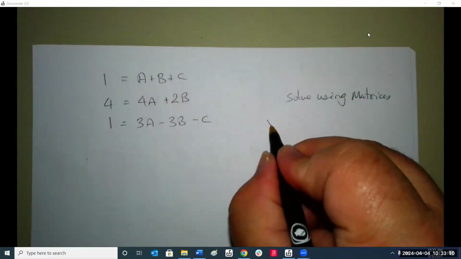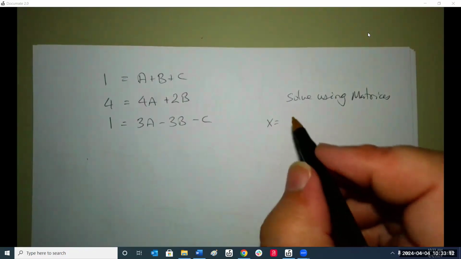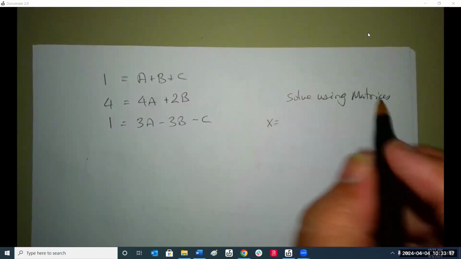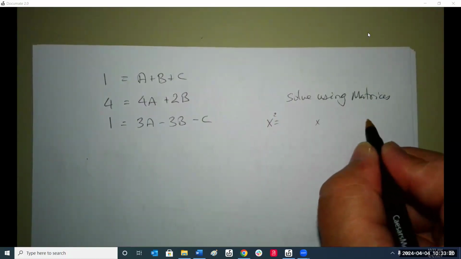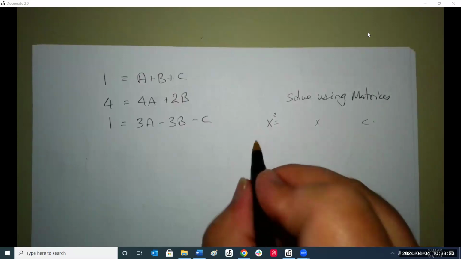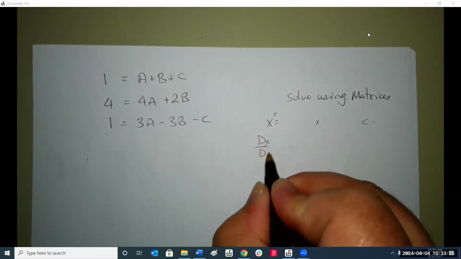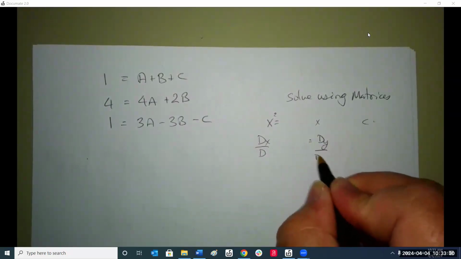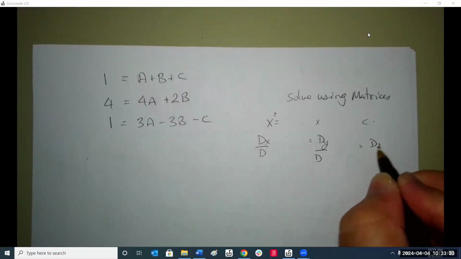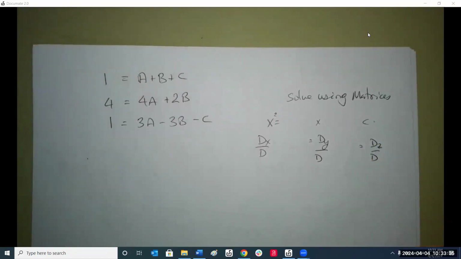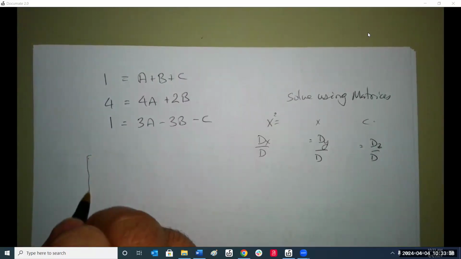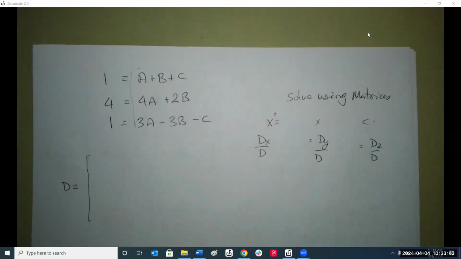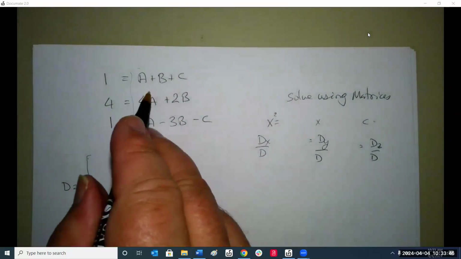In Cramer's rule, to find the x, y, z's, or the coefficients of x squared, x, and the constants, I take dx over d. This one's dy over d. And this one is dz over d. So I take the first, I have to find d. So it's the determinant of the coefficients here.